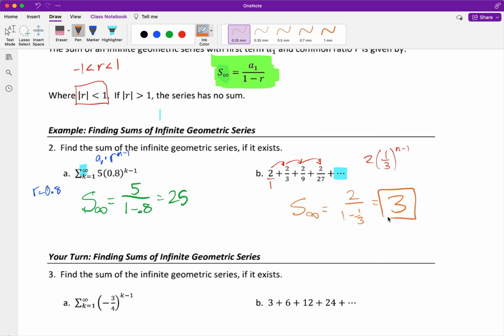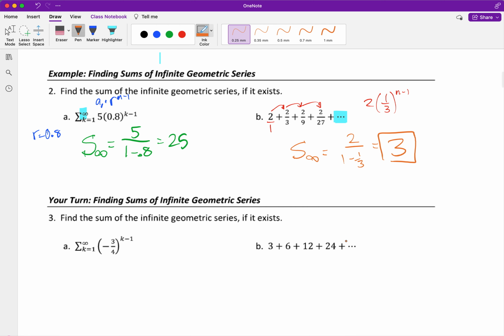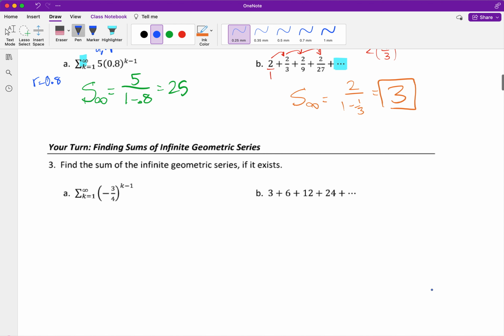Alrighty, it is your turn. Try to find the sum of the infinite geometric series, and I just want to remind you that you need to first check what r is. All right, and I will be here when you are done.